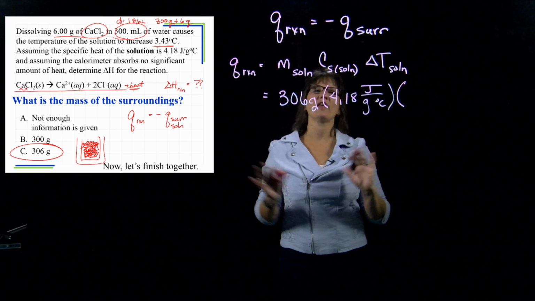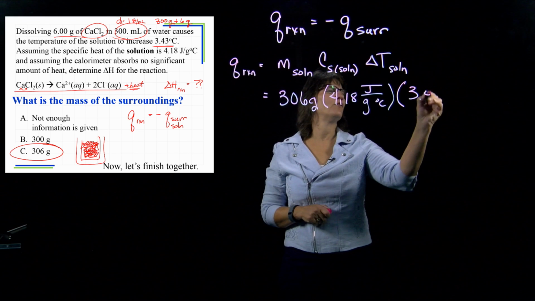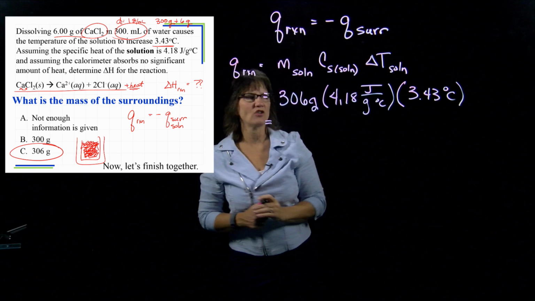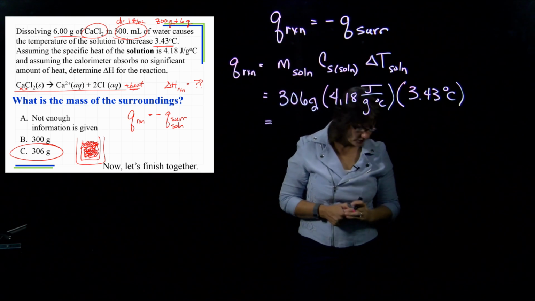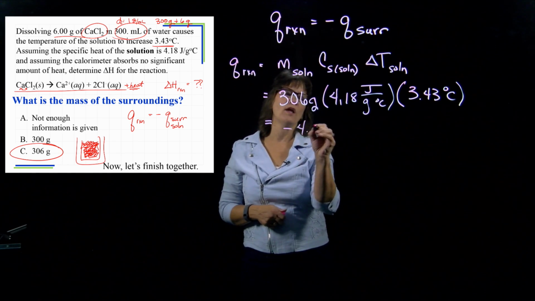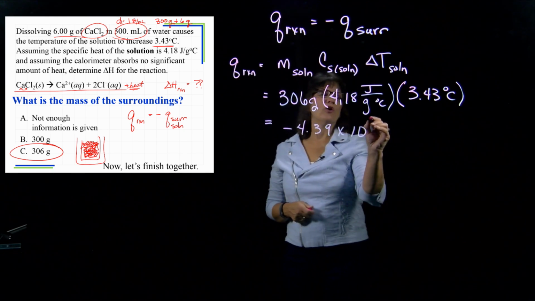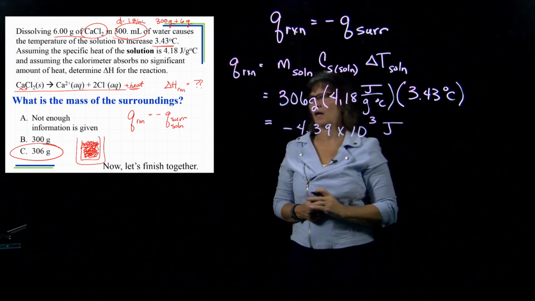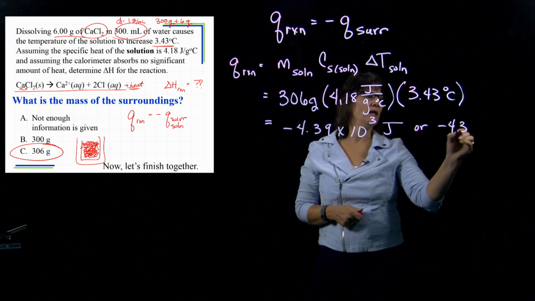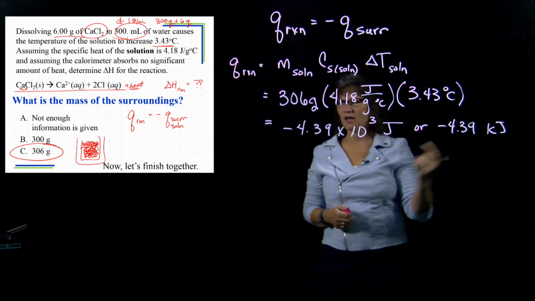The change in temperature, they didn't give me a final and initial, but they said that it rose by 3.43 degrees Celsius. So this gives us the heat of the reaction. Let's multiply those values out, and I got, in joules, a negative 4.39 times 10 to the third joules. Okay, and that would be, in kilojoules, a negative 4.39 kilojoules. So when you make a solution, we don't typically get a lot of energy out.